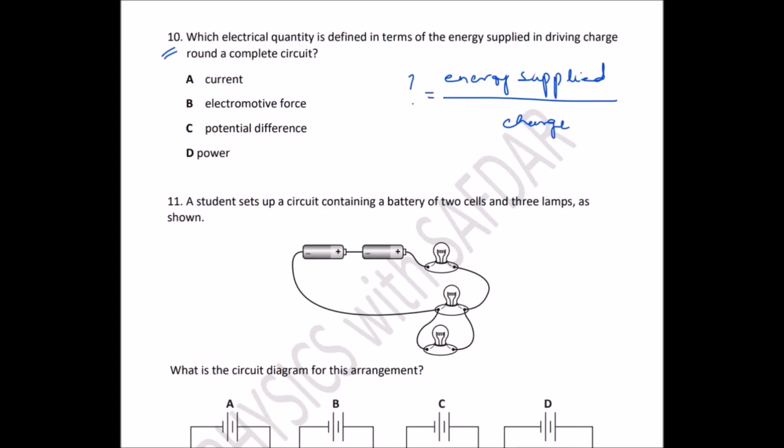This energy supplied per unit charge is called electromotive force. So look at the options. Current, cross this one. Electromotive force, that's true. It's not potential difference and power. B is the right answer here.